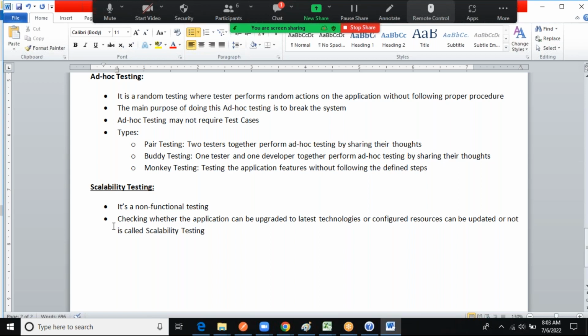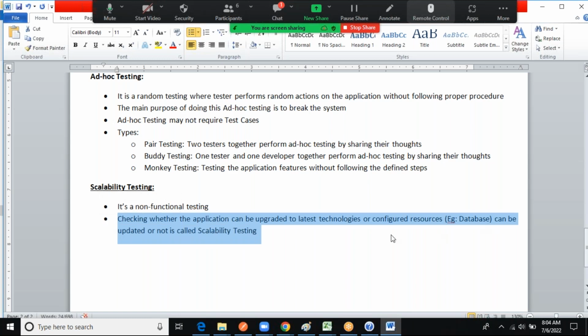Even from the database point of view, take the example of a database that is coming to a bottleneck, it is filling, its database is full. What happens if the database is full? If the configured database is having less memory, what happens?